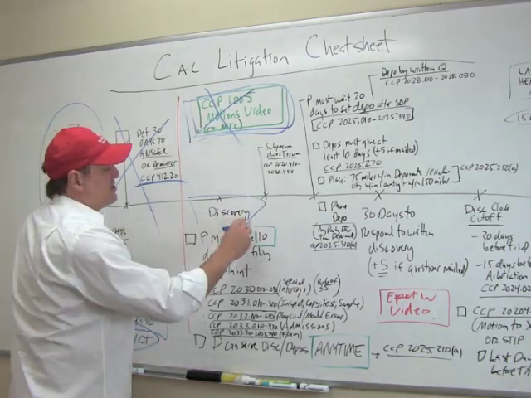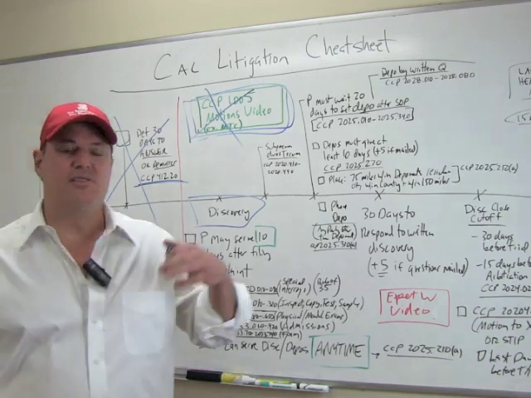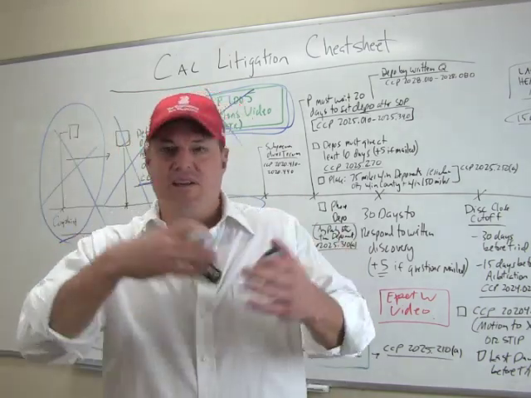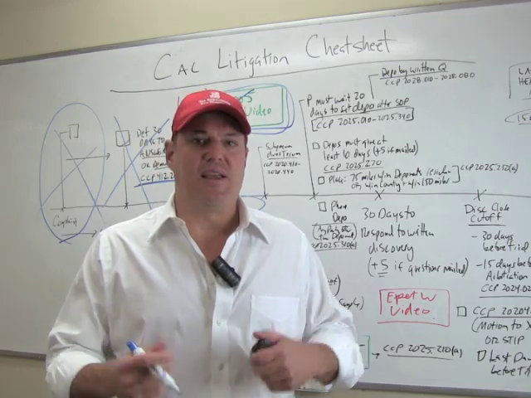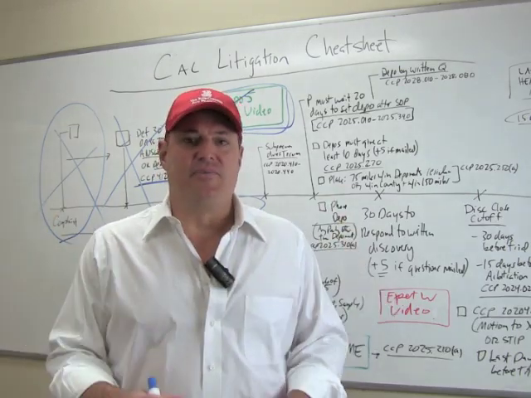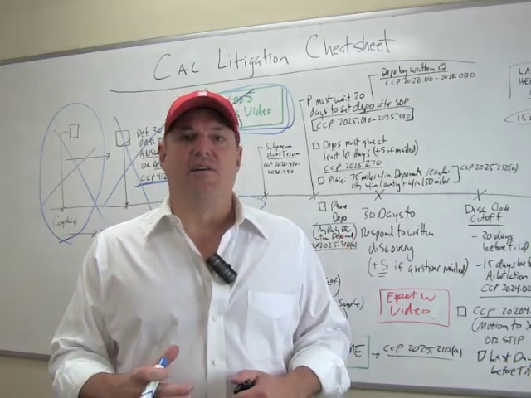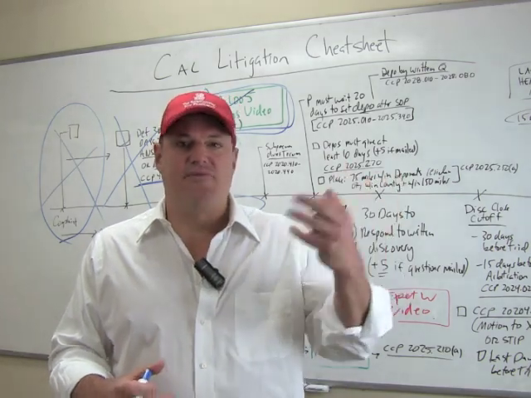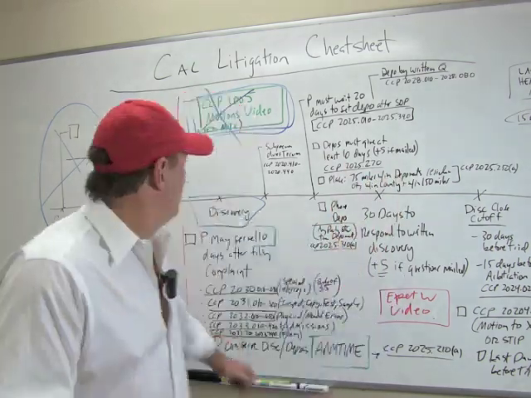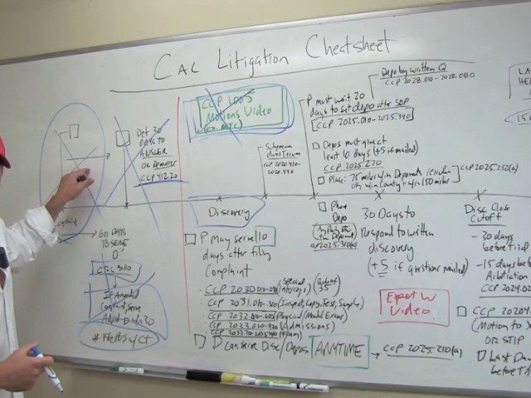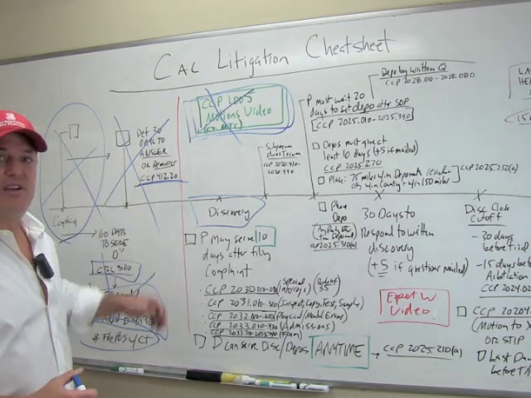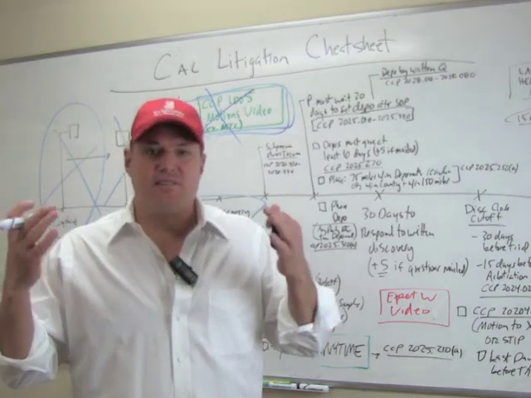Discovery. Let's talk about discovery. After you get to the answer or the demurrer, you get through your amended complaints and a demurrer, and you finally get your case going, you want to engage in discovery. What's discovery? It's finding out the information you need to prove your claims, or for the defendant to prove their defenses. So you get into this discovery period.